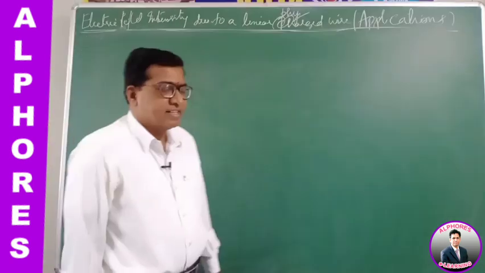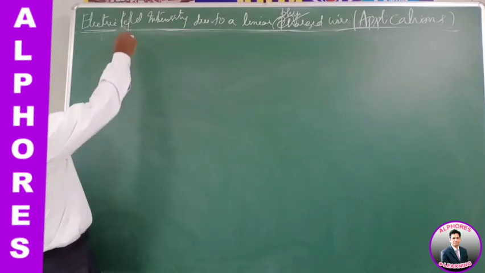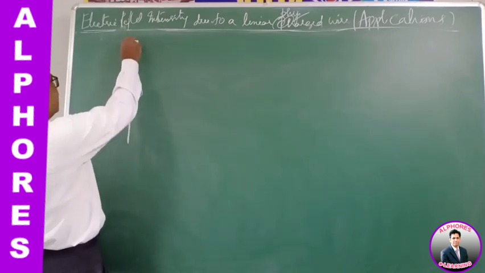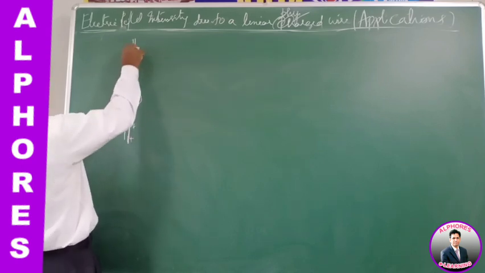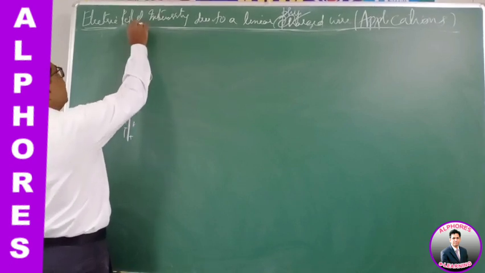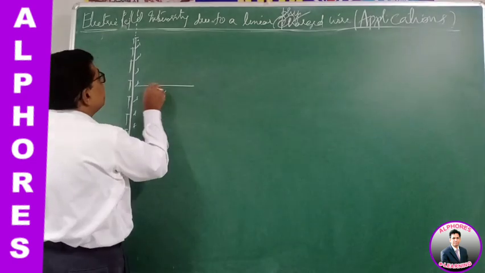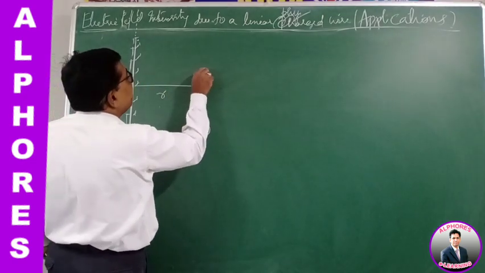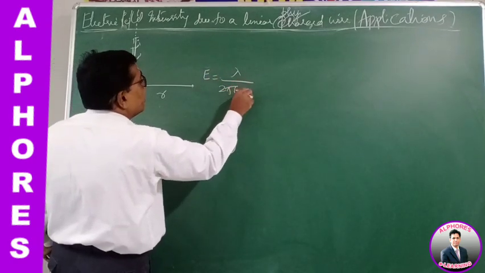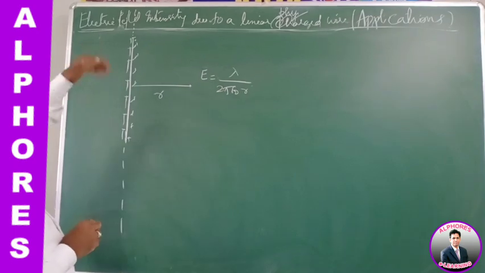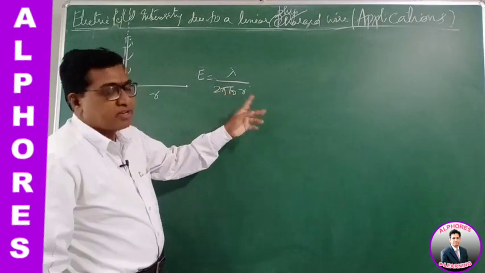Okay, so if I consider a uniformly charged infinitely long conductor of linear charge density lambda, extending up to infinity on this side as well as on this side, then at a distance r, the electric field is found to be lambda by 2 pi epsilon naught r. This is the formula. For an infinite line, a two-side infinitely long conductor, what is the electric field? E is lambda by 2 pi epsilon naught r.